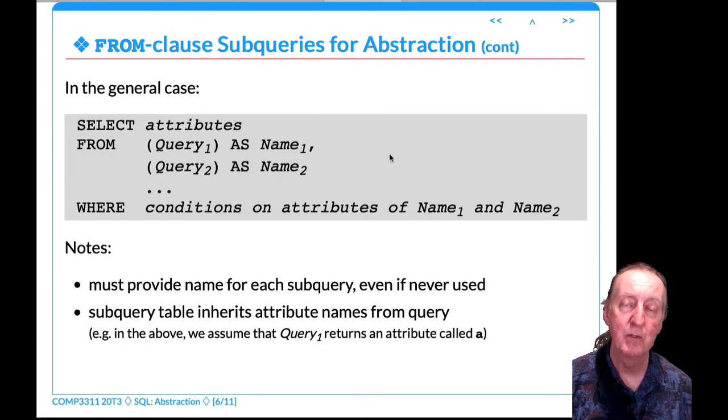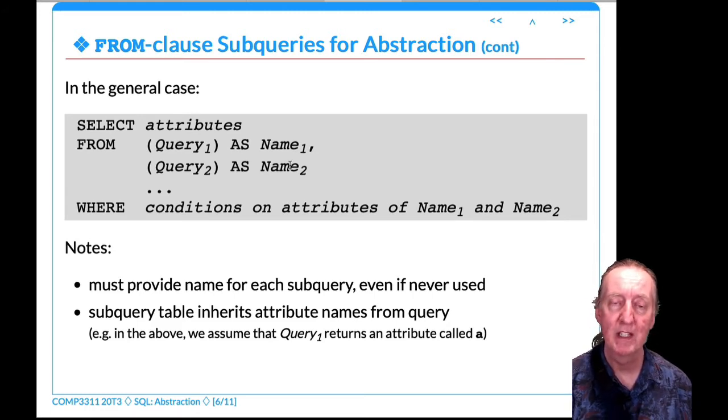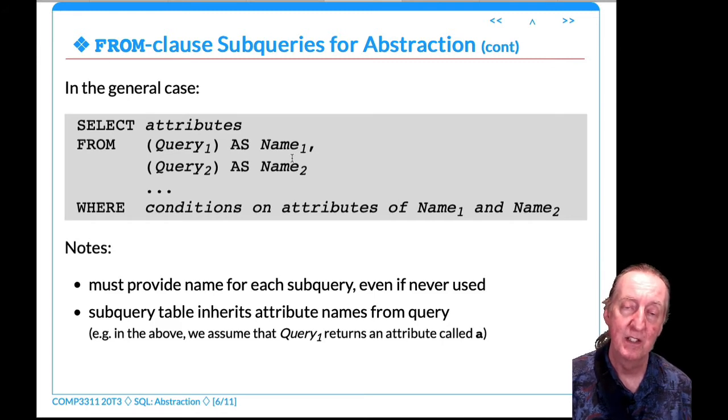And here's the general way you can use queries in the from clause. So you can have a query, give it a name, have another query, give it another name, and then kind of treat those names almost like tables. And then you can run the rest of the where clause using the attributes contained in these tables, virtual tables.